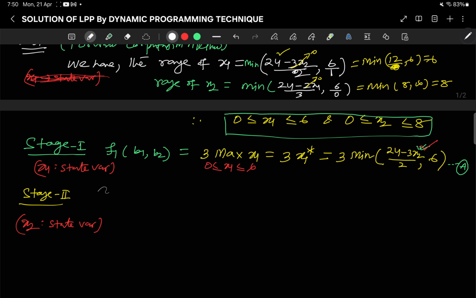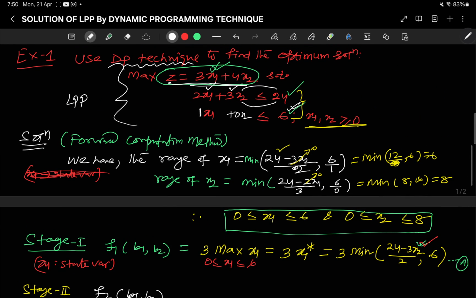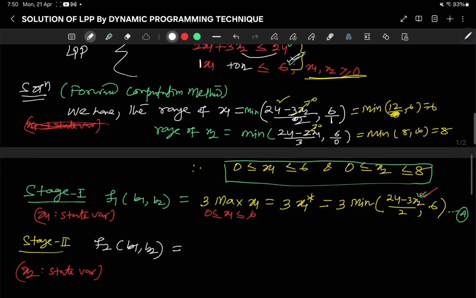So what is my f2(b1, b2)? We have to maximize this objective function. We start from 4x2, and x1 will be computed from equation A. So this is equal to the maximization over x2 of 4x2 plus 3x1*, this x1 maximized value from the initial decisions we are taking.